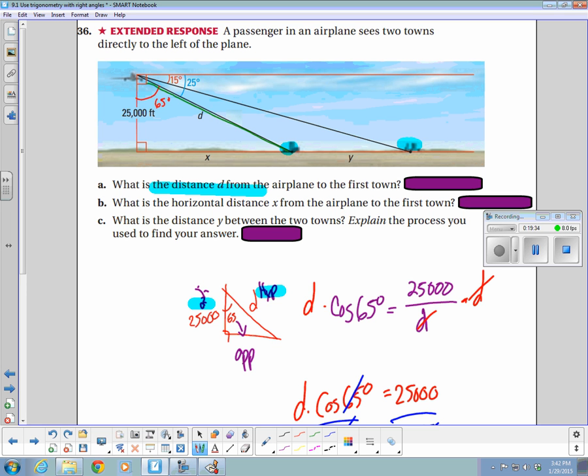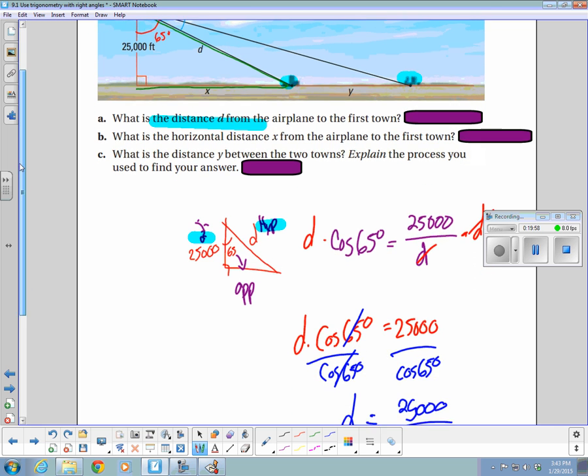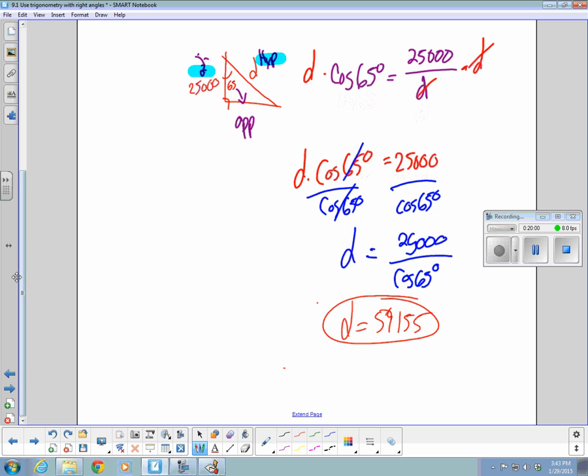All right, what is the horizontal distance x from the airplane to the first town? So from the airplane to the first town. Okay, so we're looking for this distance right here that I just underlined. Okay, we're looking for distance x. All right, well, that's not too bad. You could do Pythagorean's theorem if you wanted to. Let's use the same triangle I had.